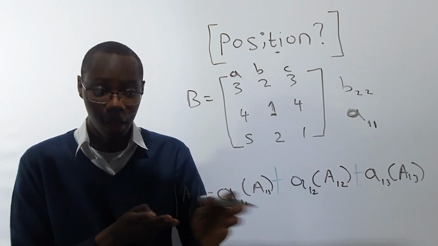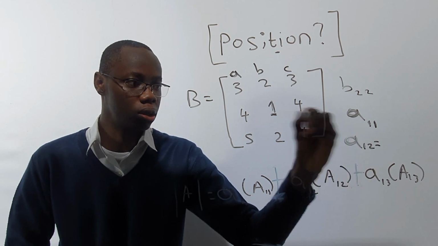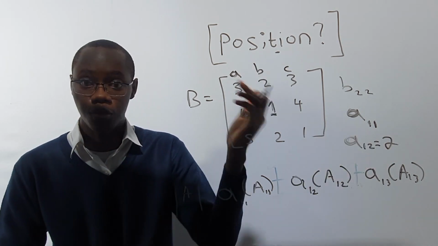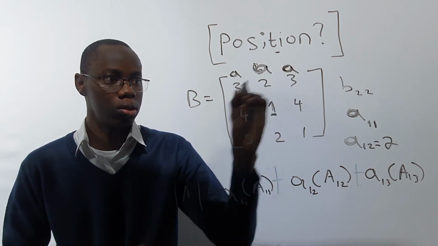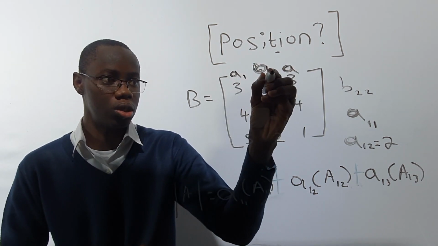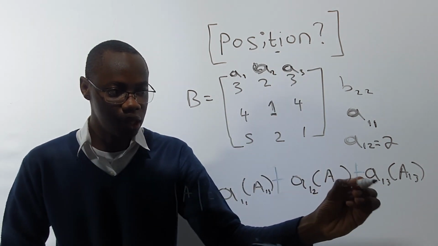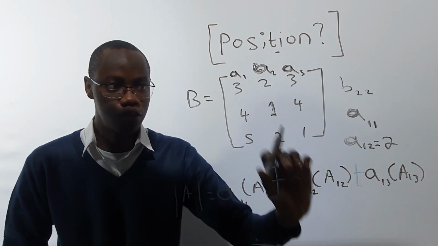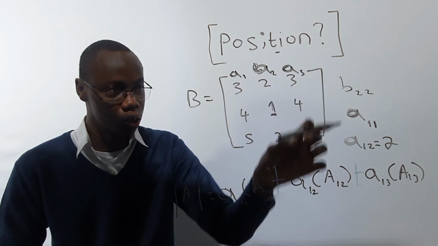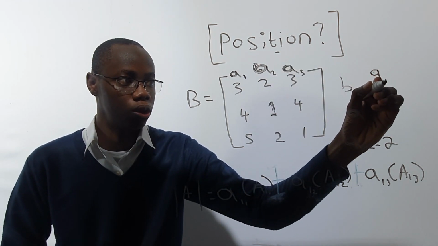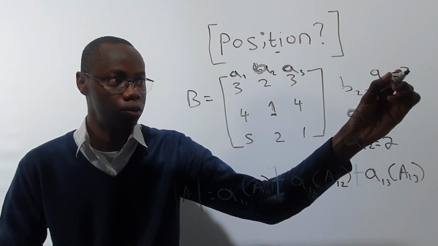For them, their a 1 2 is 2. But for me, I use b. So let's just change it and use a for everything. Doesn't really matter. This is a 1, this is a 2, and this is a 3. So what about this one? Where is a 1 3? That will be the first row and the third column. That is a 1 3, first row and third column, which is the element 3.